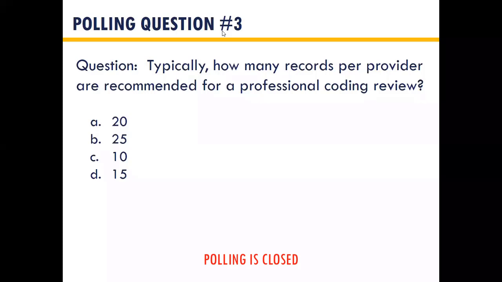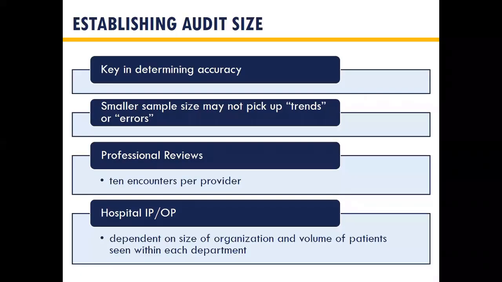Okay, so we kind of have a smattering of answers on this one. The actual answer is 10, and this is pertaining specifically to a professional coding review. The typical standard is 10 records per provider in the professional coding example that we're using here. But we'll talk a little bit more about sample sizes in the next slide.